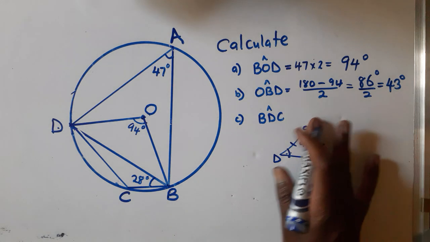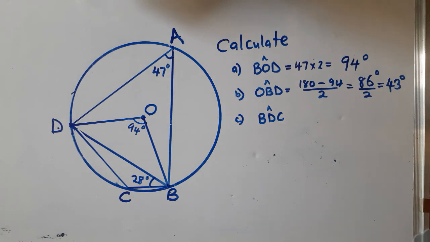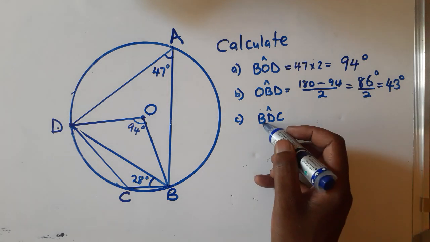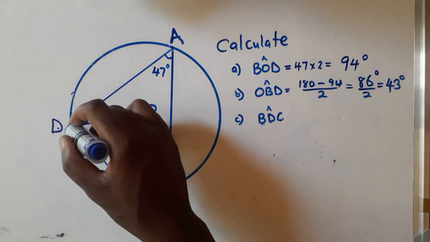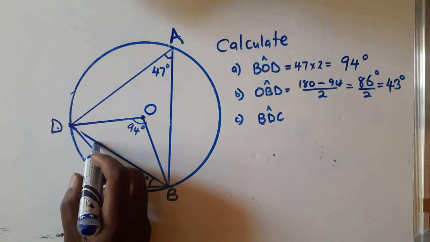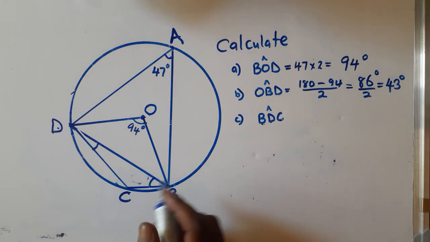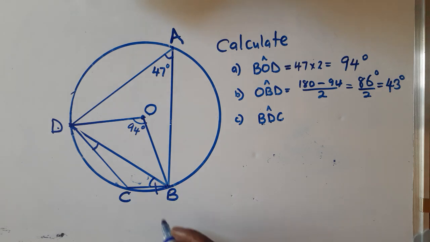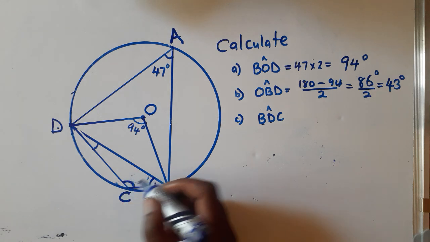All right, what about the last one? We want BDC. This angle here is the angle that we want. So what is this angle? You need to know that this angle here is 28. We can also find this one here. How do we find this angle?